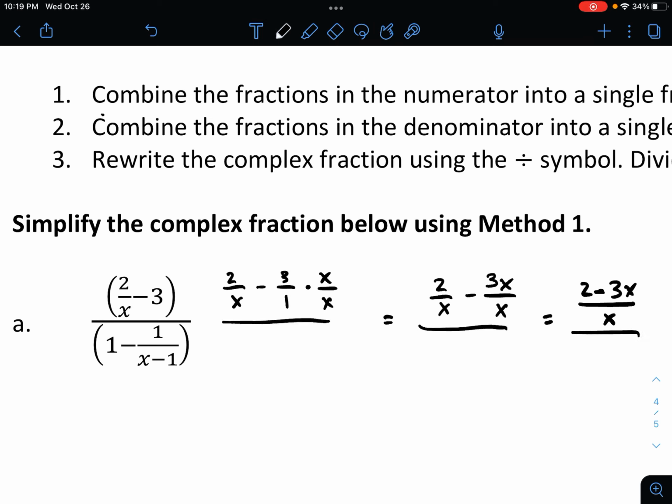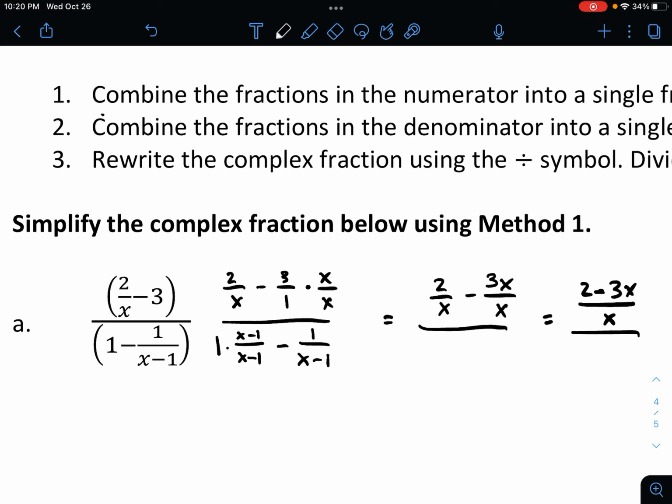Second step is to combine the fractions in the denominator into a single fraction. So I'm going to take this whole thing down here, and I see I've got an x minus 1 in the denominator. And that means that I also want to have an x minus 1 in this denominator too. But I can't just throw in an x minus 1 there. I have to make sure I'm not changing the value of this expression, right? So I've got to multiply by a fraction equal to 1. So what I'm going to have to do is take this 1 and multiply it by x minus 1 over x minus 1. And then I've got the rest of this expression, the minus 1 over x minus 1.